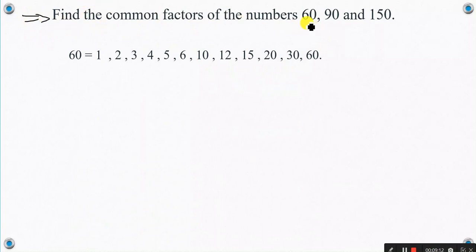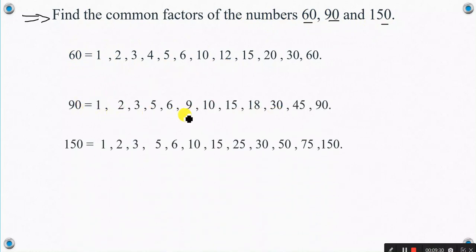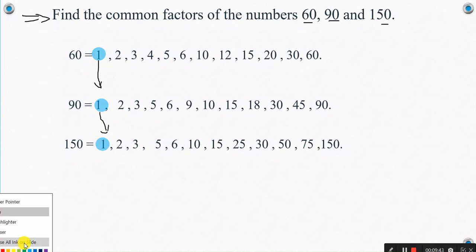Let us find the common factors of 60, 90, and 150. The factors of 60 are these, and the factors of 90 are these. The factors of 150 are these. Let us see if they have common factors in the three numbers.